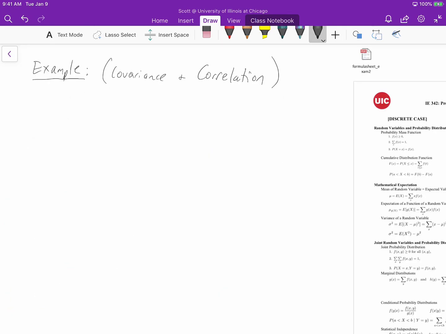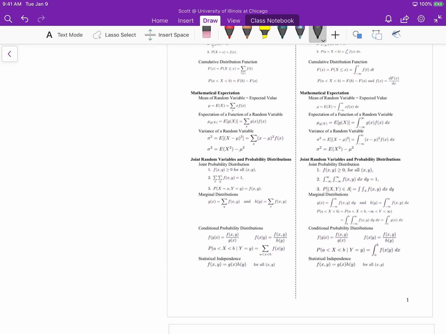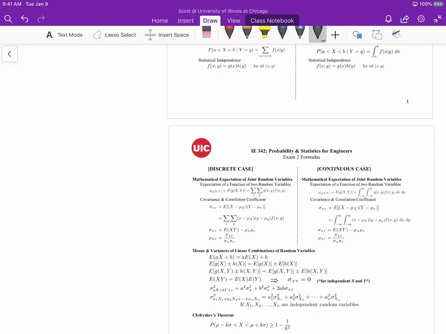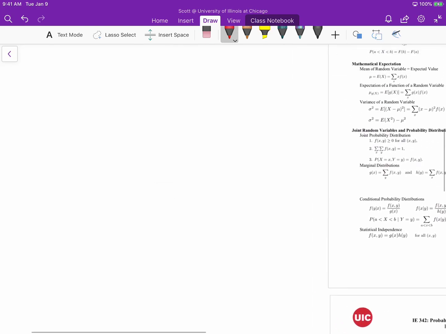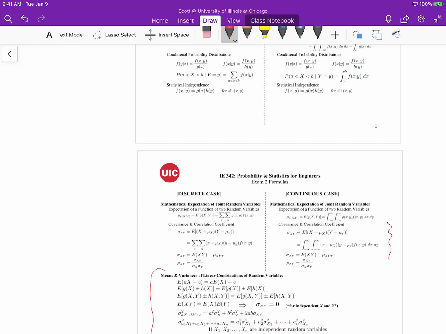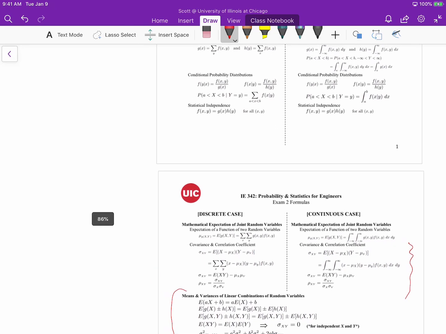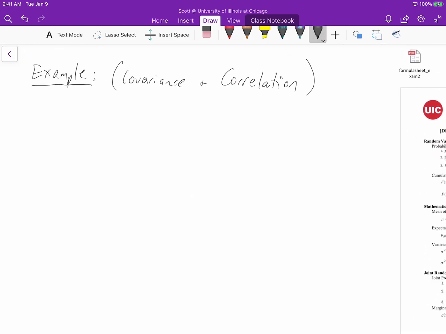Okay, so let's get into this example using covariance and correlation. To do this, I have, if we ever need it, the exam 2 formula sheet. This formula sheet also still includes, I'm not going to change it, even though this stuff won't be on it, that's basically what we mean. But we will be referring in this example to this stuff right here. So if we ever need it, we can pull over those formulas. So let's get into it.